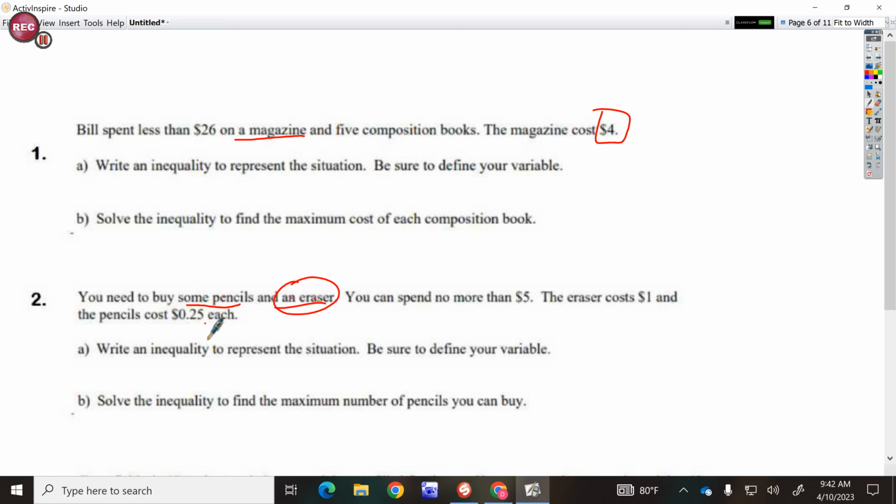The same as below. Look, less than 26. So where do you know the end of it? You with me? Magazine, $4, and it's only a magazine, which is one magazine. So it's plus 4, no variable on the 4 because it's only one magazine. 5 composition books, 5x. You solve it and you're done. Same thing here. No more than, so it's less than or equal to 5. Eraser, one eraser, $1. You get it? Same concept. You're welcome.